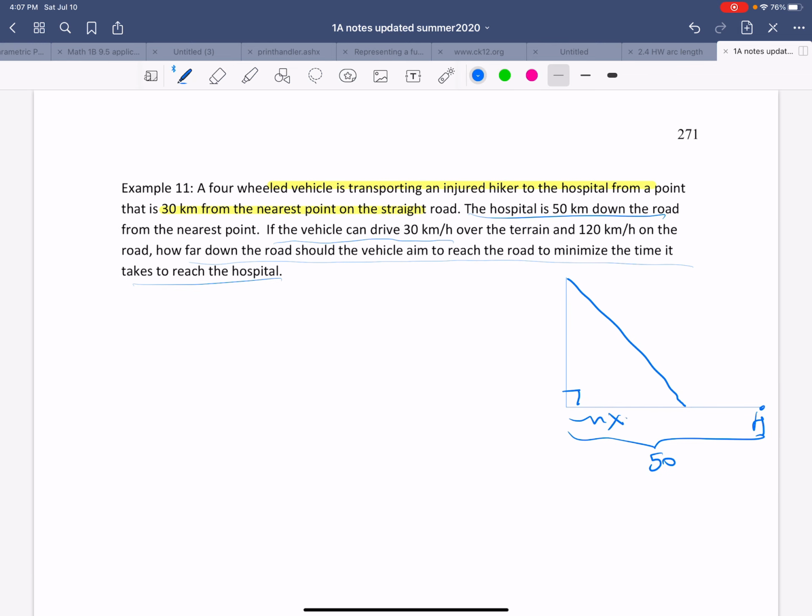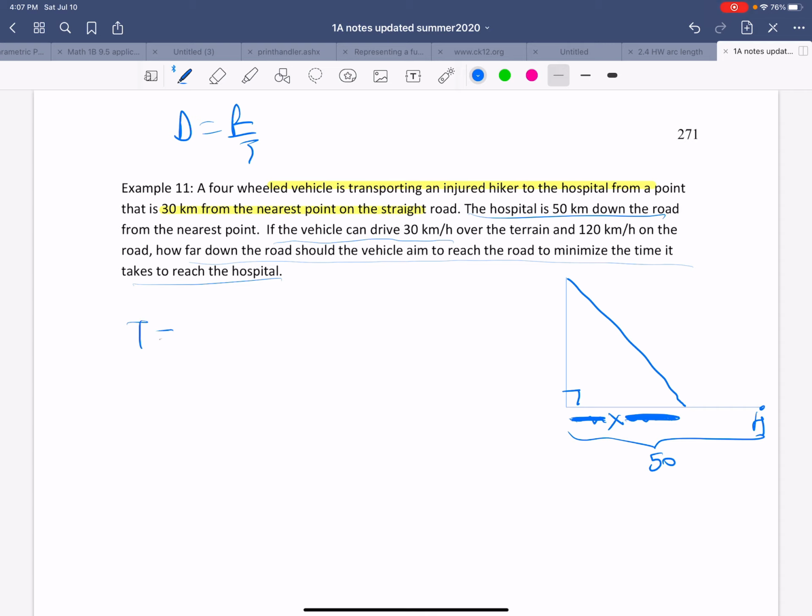Let's just say he should hit the road after the distance x. So this is the x distance. We don't know. X distance past the nearest point on the road. We know distance is equal to rate times time. So we want to minimize the time.